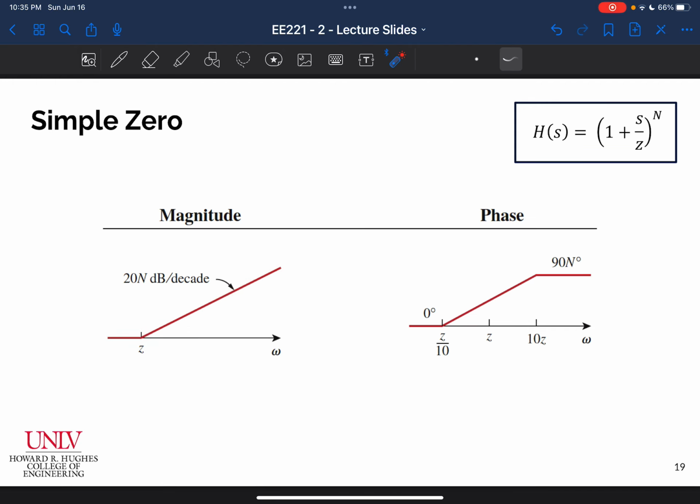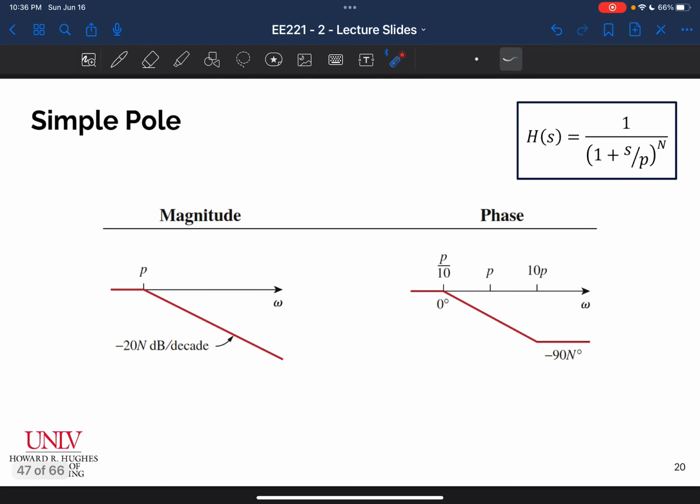However, for the phase, my 45 degrees per decade basically starts 1 decade before the zero, and it ends 1 decade after the zero, okay? And so it's 45 degrees per decade for 2 decades, so I get 45 right at the zero, and then 90 forever after for all values of frequency to follow.